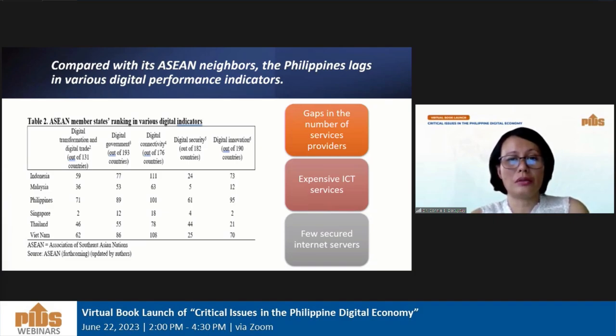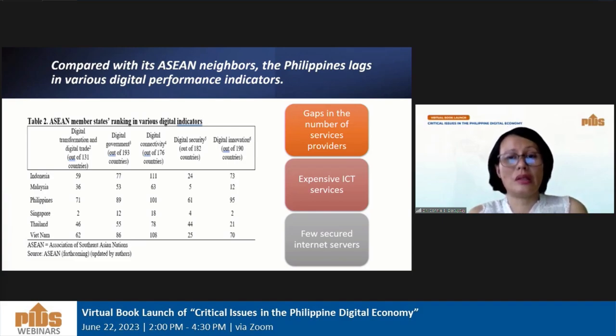The second trend that we observe is that the country has very expensive ICT services. The average price of 1 gigabyte of data in the Philippines in 2022 was around $1.77. That's around 90 pesos, give or take, depending on the exchange rate. And this is higher than most of our ASEAN peers, which ranges between 0.49 to $1.09 US dollars. In fact, in 2021, we are third among the ASEAN countries with the most expensive ICT service across all ICT price baskets.